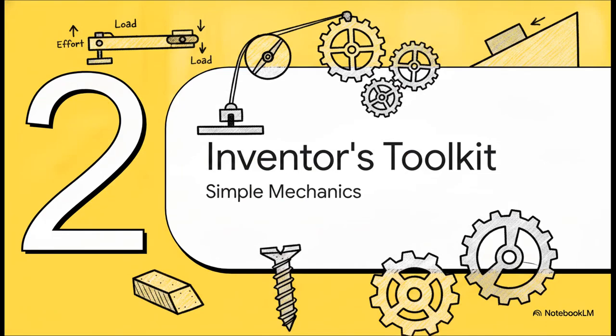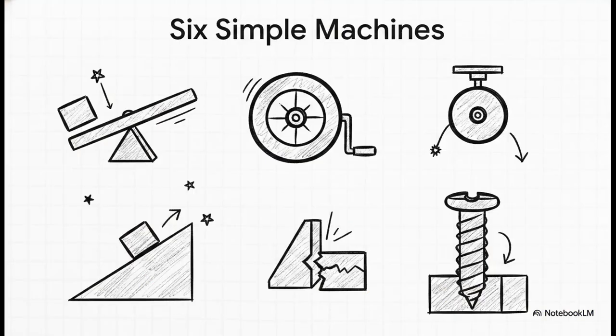Step 2. The inventor's toolkit. Let's look at simple machine mechanics. Okay, let's open up the toolkit. Here we have your 6 classical simple machines: the lever, the wheel and axle, the pulley, the inclined plane, the wedge, and the screw. These are the literal, fundamental building blocks of all mechanical engineering. I mean, every skyscraper crane, every sports car engine, they're all just brilliant, fancy combinations of these exact 6 things. Dissecting them reveals how they fundamentally alter the laws of physics to work in our favor.